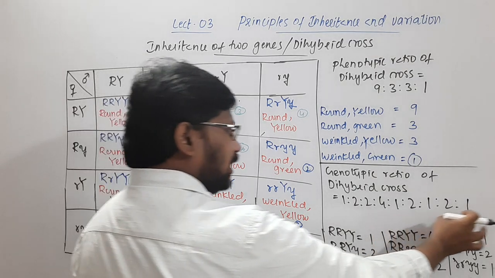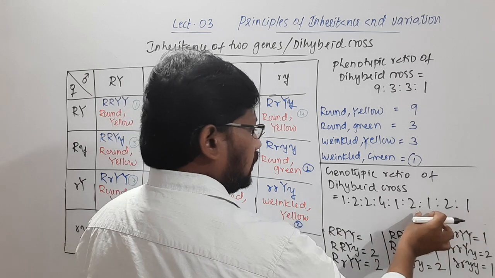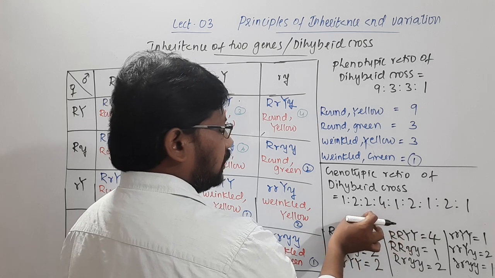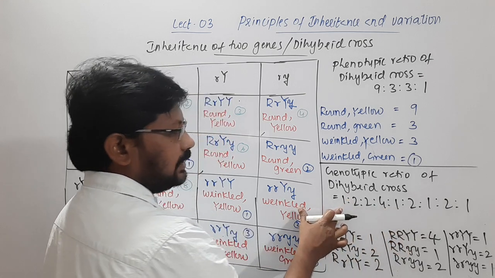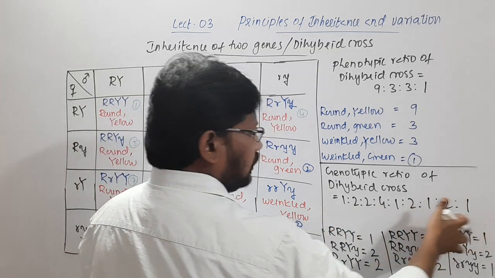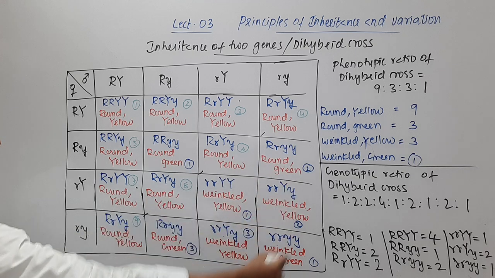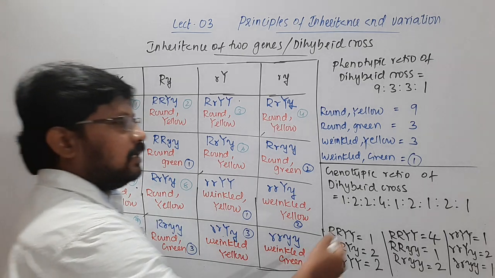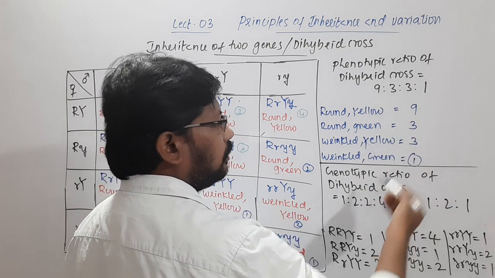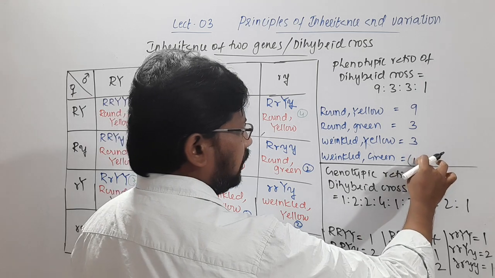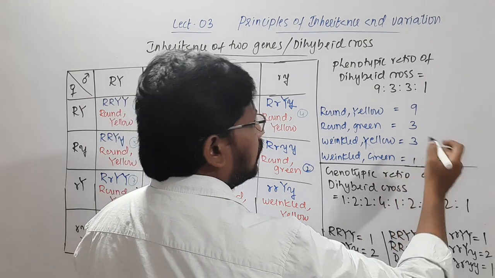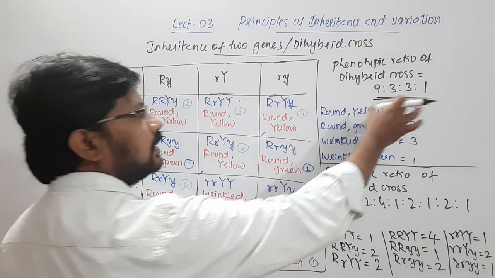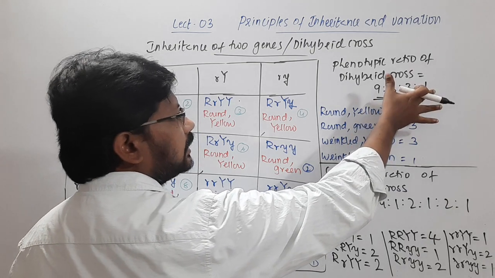If you add, you should get 16. 3, 6, 7, 11, 13, 14, 15 and 16. So in total you have 16 genotypes. In this table the total possibilities are 16, and here also you will get the same total number of 16. So the phenotypic ratio will be 9 is to 3 is to 3 is to 1, which also adds up to 16.